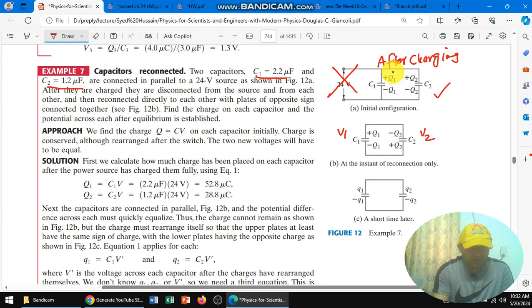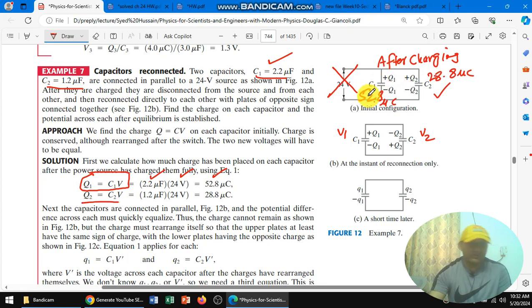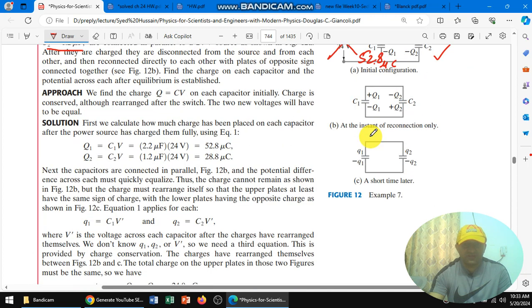Q1 is equal to C1V. We use this formula, Q1 is equal to C1V. C1 capacitance is given in the question, 2.2 microfarad, and the potential is 24 volt. So capacitor 1 stores 52.8 microcoulomb. So Q1 is 52.8 microcoulomb and Q2 stores 28.8 microcoulomb, by using the formula Q2 is equal to C2V. As we know, all the values are given.